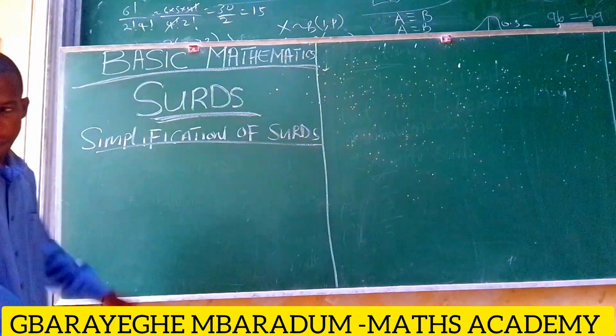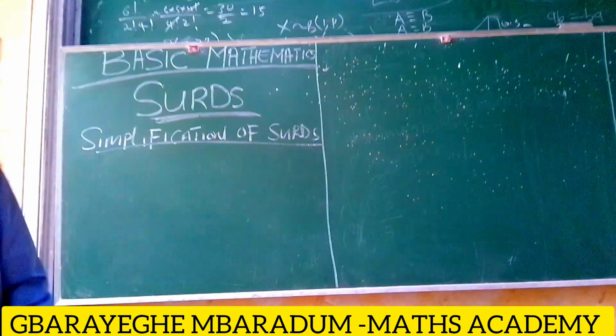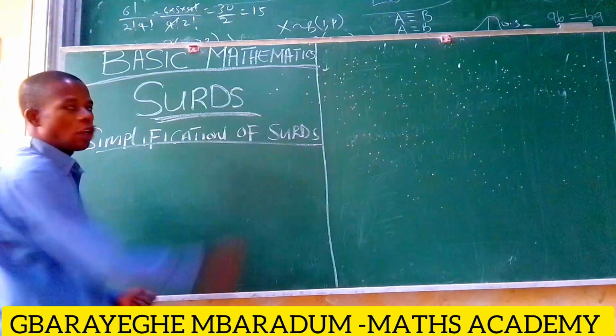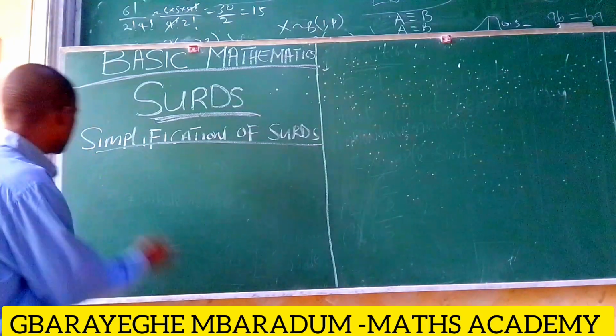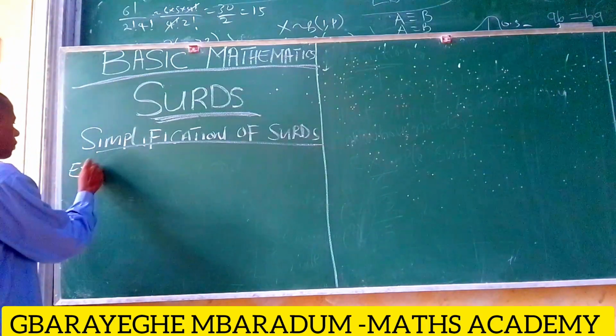Now we're going to look at the simplification of surds. How are we going to simplify a surd? Let's look at an example. Example 1.